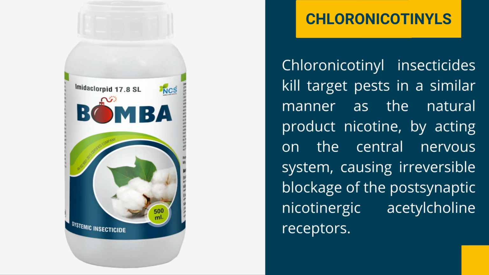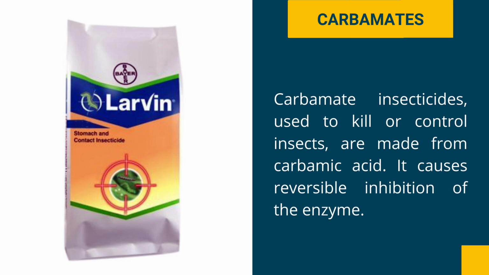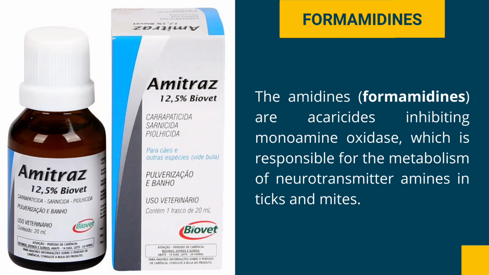Chlorinated nicotinyl. This insecticide targets pests in a similar manner as the naturally produced nicotine. Carbamates. Carbamate insecticides used to kill or control insects are made from carbamic acid. Formamidines. The amidines or formamidines are acaricides inhibiting monoamine oxidase, which is responsible for the metabolism of neurotransmitter amines in ticks and mites.